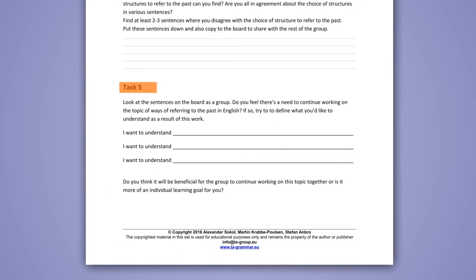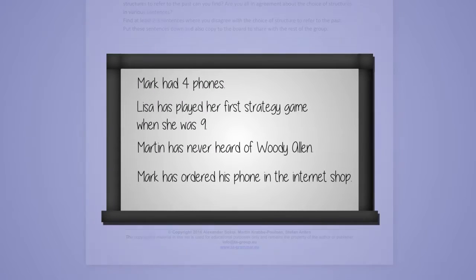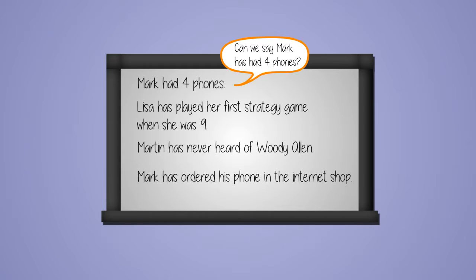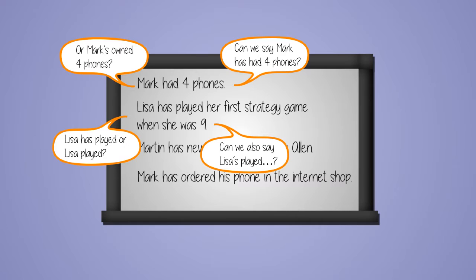In the final task, the students look at the sentences on the board and formulate possible questions that will lead to defining objectives for further work. At this point, students are not supposed to find the answer to their questions, and the teacher should not start explaining grammar rules. The role of the teacher is to support students in understanding and defining their learning needs.